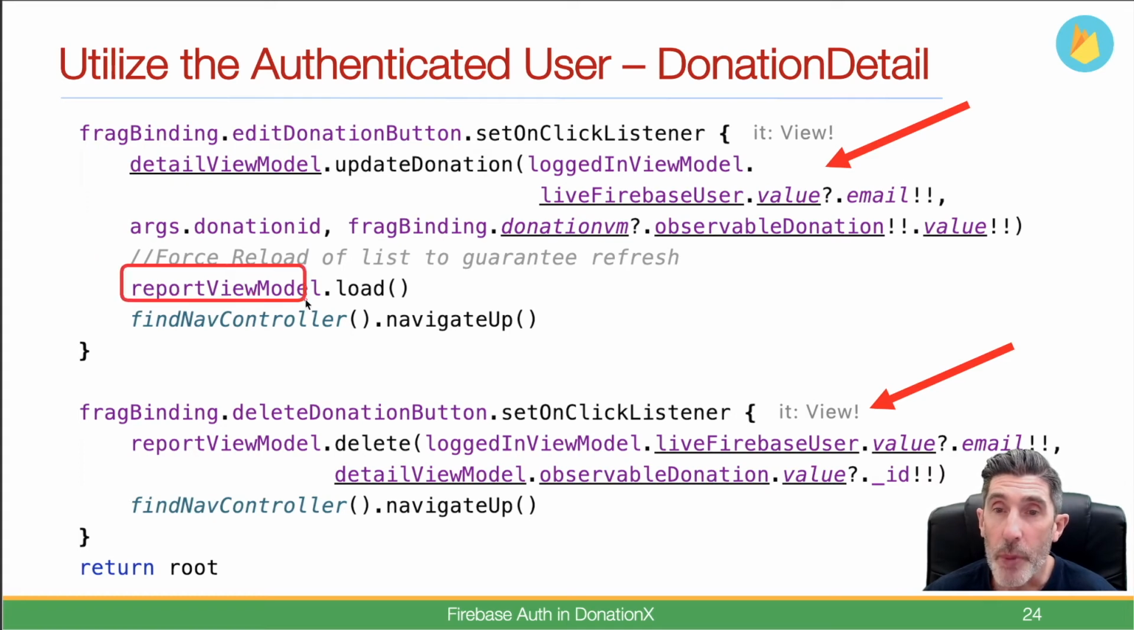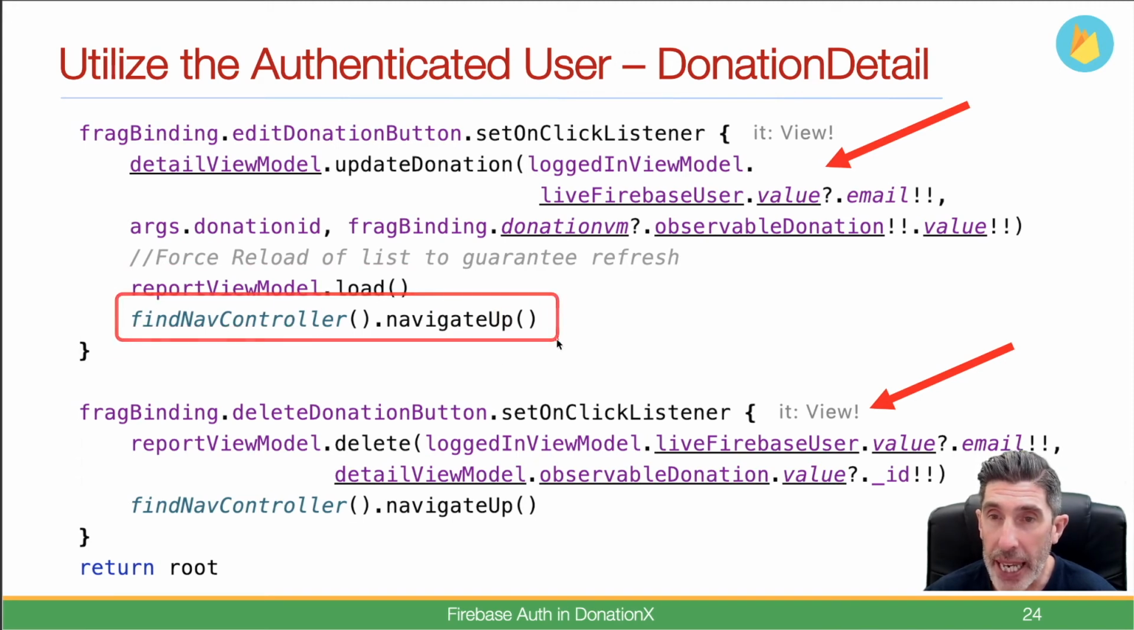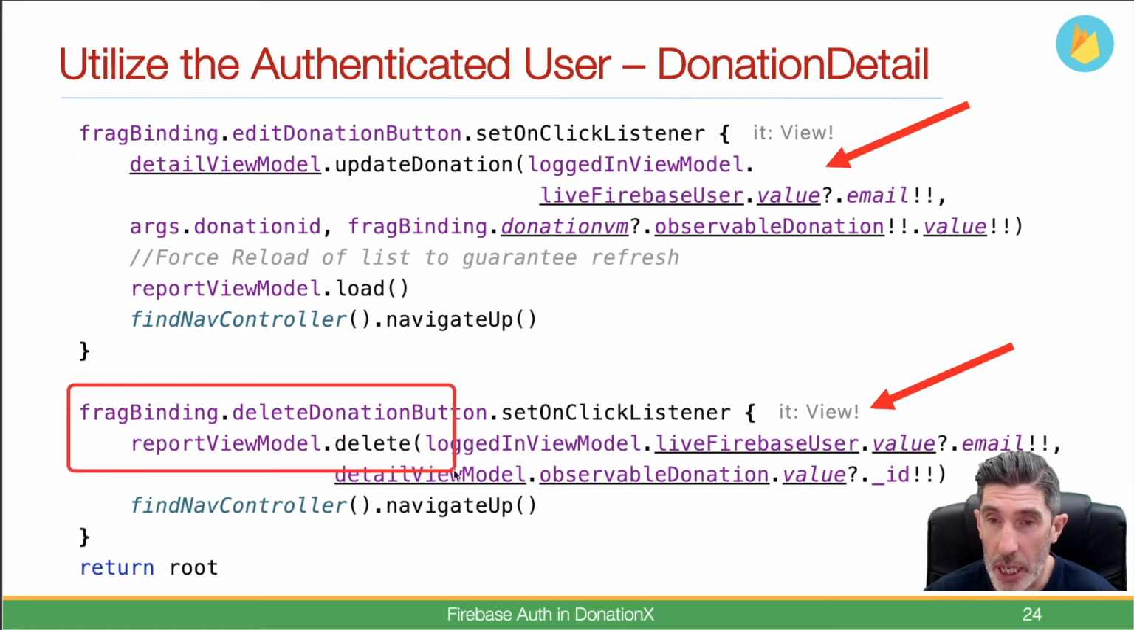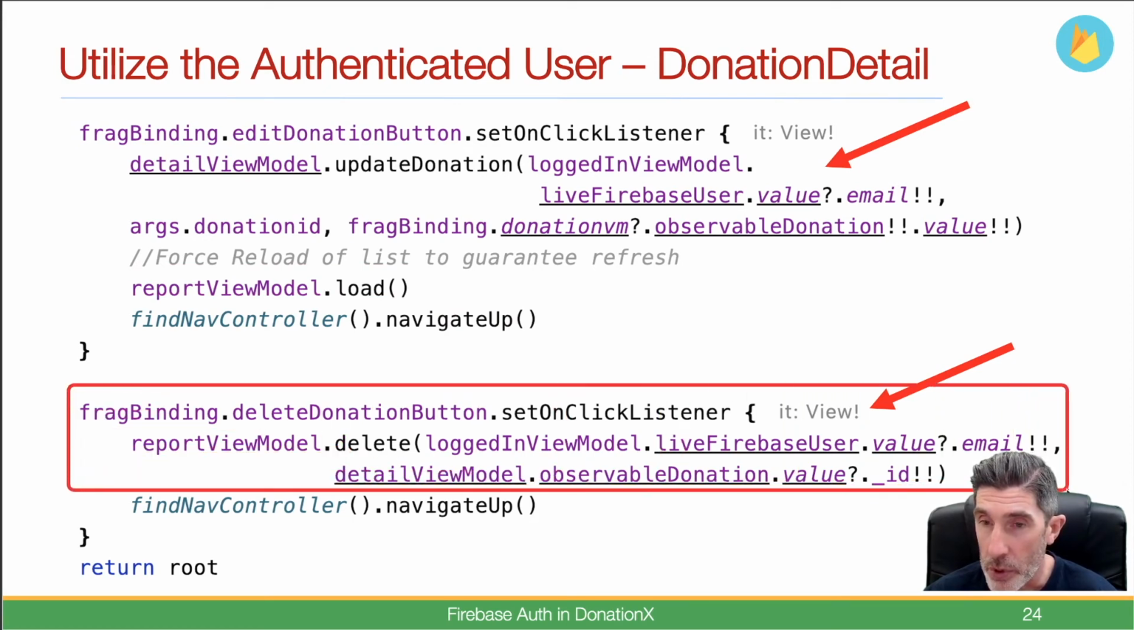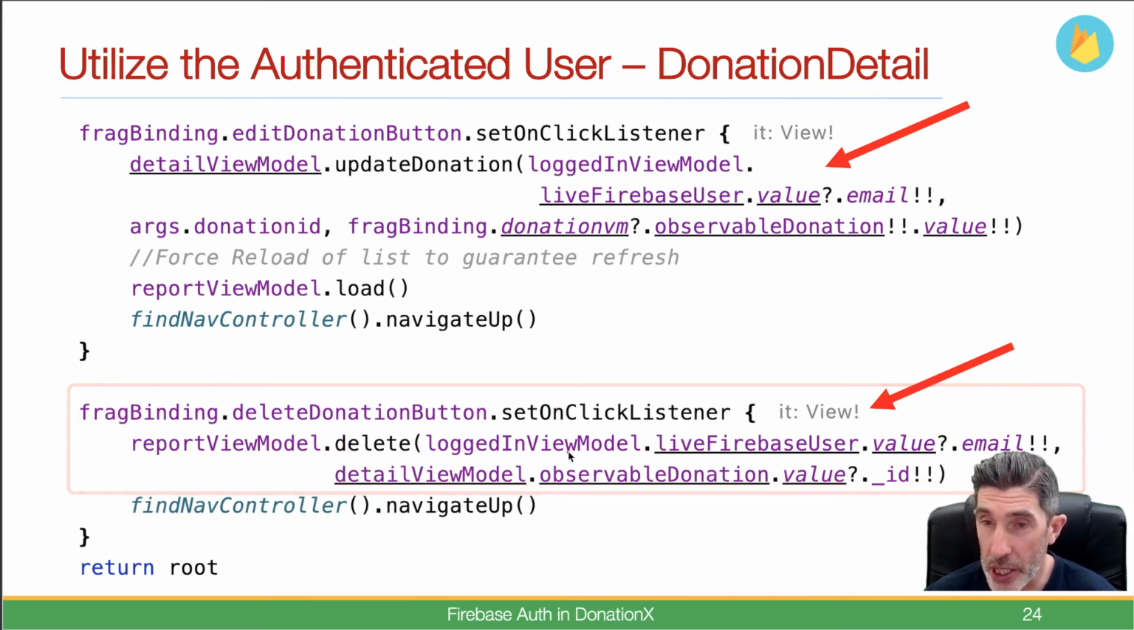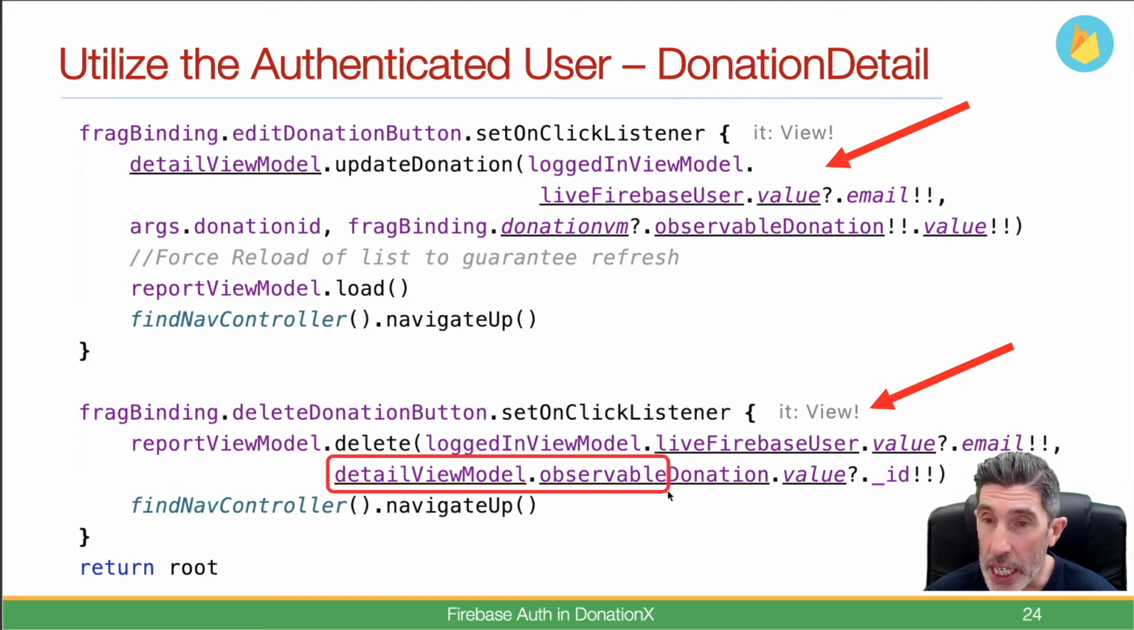And again, we just make sure that we load our report model again, just to make sure that we're guaranteed a refresh, and we navigate back to where we came from. Okay. Likewise, we do the same with our delete. Don't need to pass in as much information this time. All we need is the ID from that observable donation object for deleting.